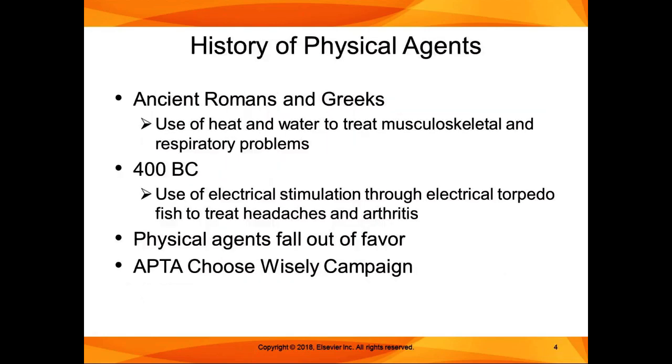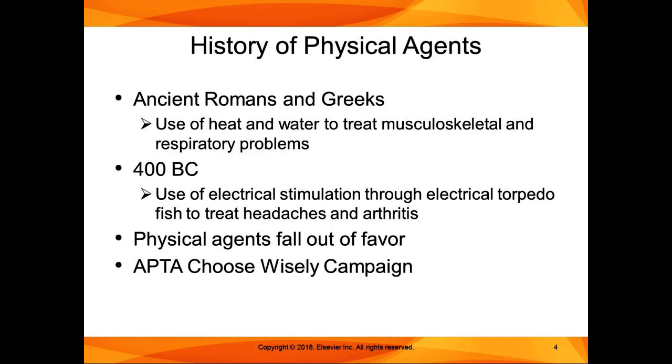So physical agents have been around for a really long time. And they've been used through a variety of cultures. So the ancient Greeks and Romans were sort of the first ones that had documented medical systems, and not just folk medicine. Not that there's anything wrong with folk medicine, but the Greeks and Romans were kind of the first to start documenting things. And they did use heat and water to treat musculoskeletal and respiratory problems. So you can imagine, like, breathing in steam, that sort of thing, for respiratory problems, and using hot packs for different things. I don't know how they heated up their hot packs, probably in water, I'm guessing.